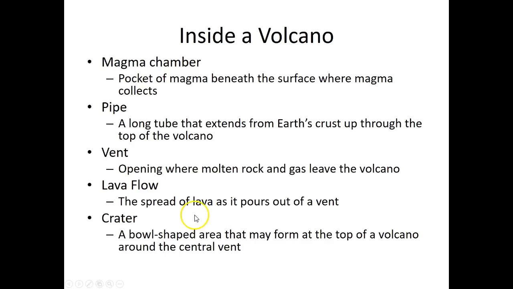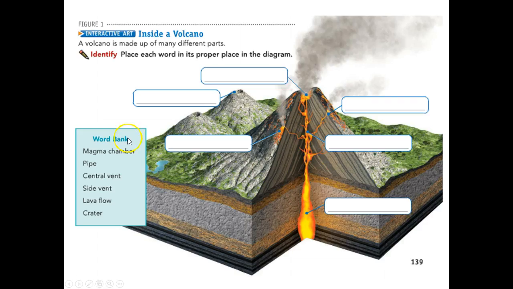So that's the inside of a volcano. We've got a picture in your notes that we're going to go through and fill in. So all the parts that we just talked about: the magma chamber, pipe, central vent, a little vent called a side vent also, the lava flow, and a crater. So let's go through and fill all these in. We're going to start with the one right here, and this one is called the central vent.